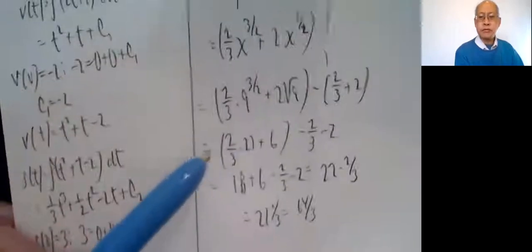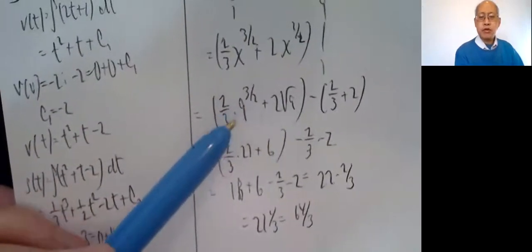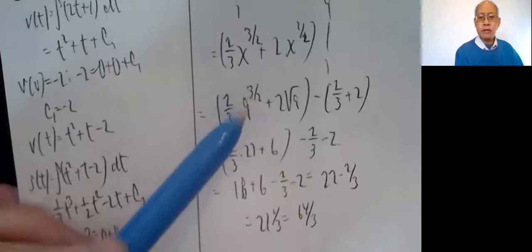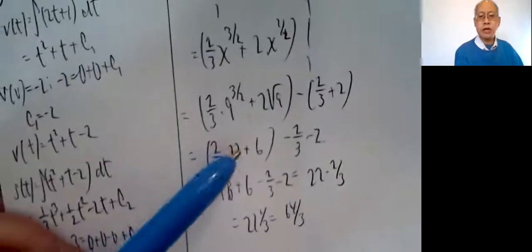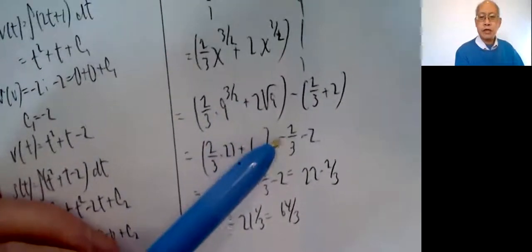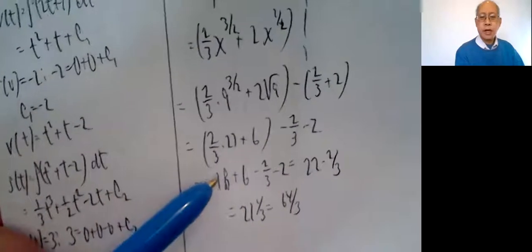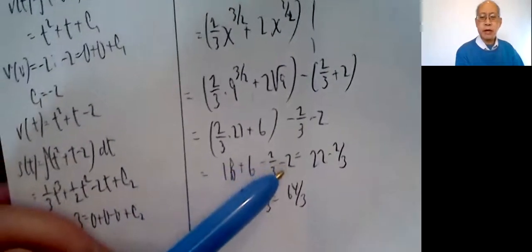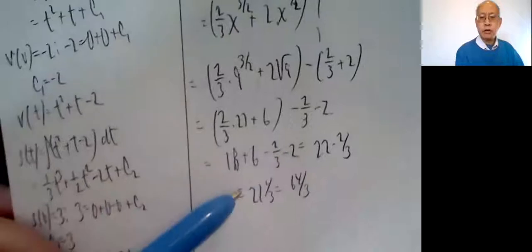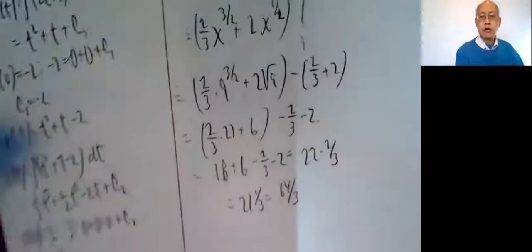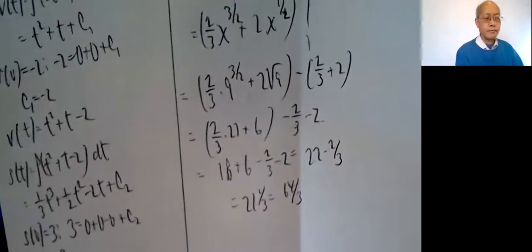2/3 plus 2. This means square root of 9, which is 3. 3 cubed is 27. So 2/3 times 27 plus 2 times 3 minus 2/3 minus 2. 18 plus 6 minus 2/3 minus 2. 22 minus 2/3, 21 1/3 or 64/3.